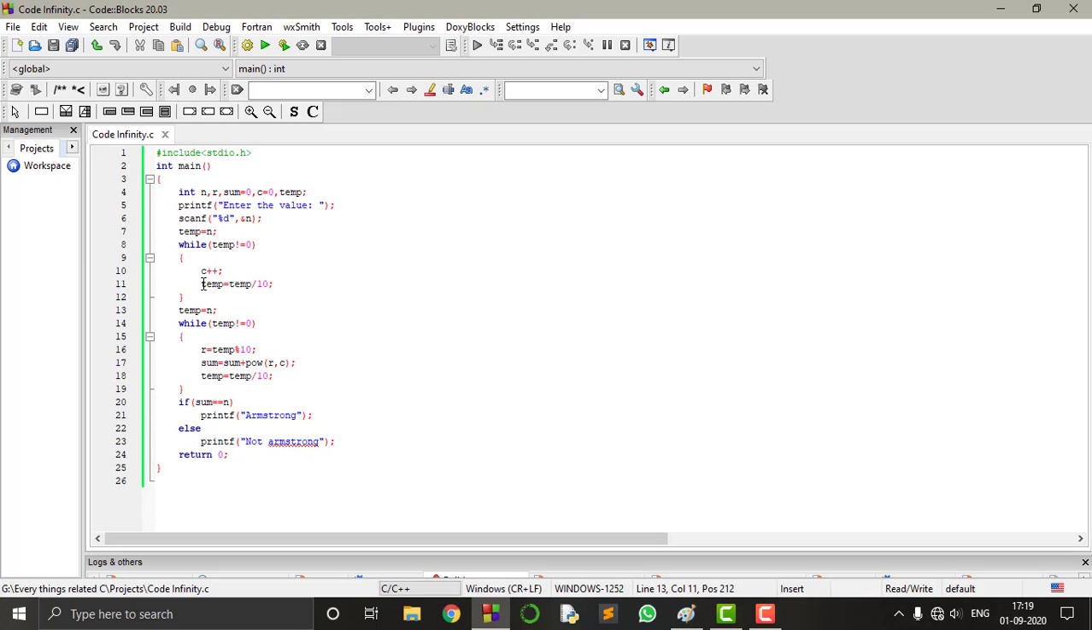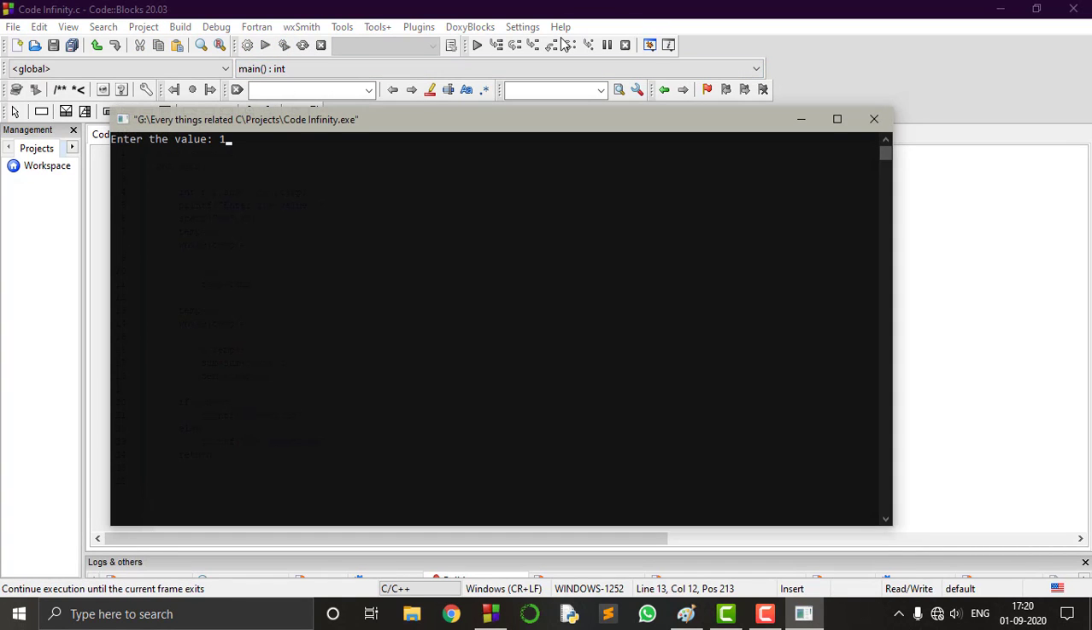You can see here we have to write temp equals n, and after that the program will run perfectly. 1634 is an Armstrong number.